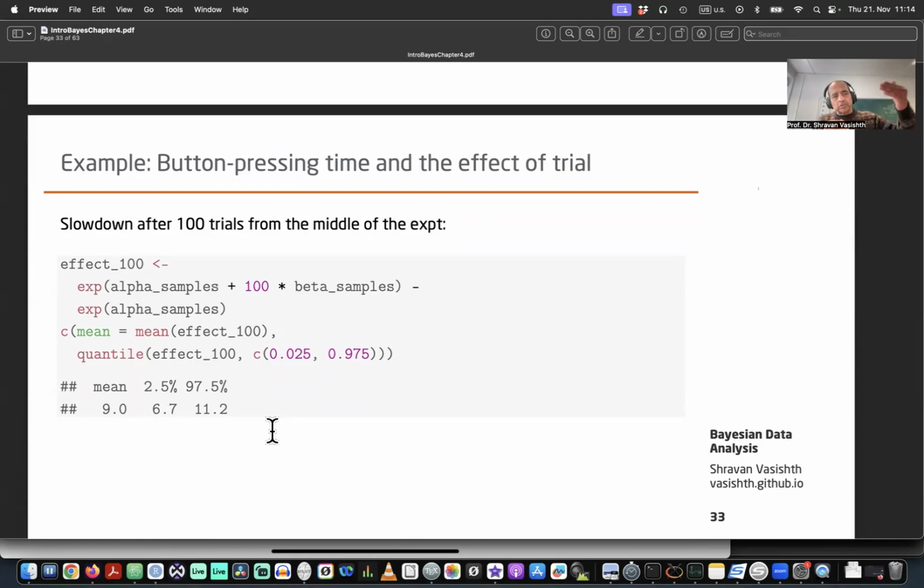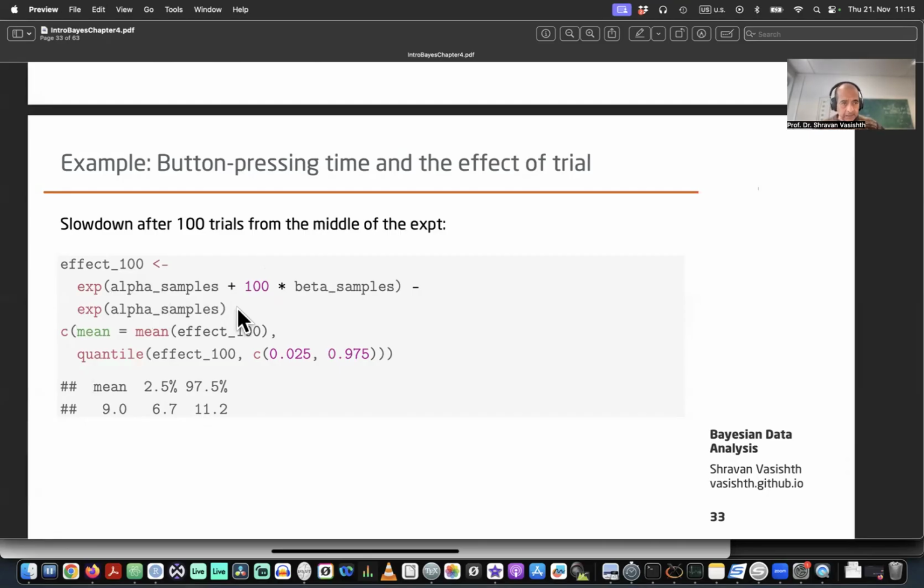So you could also ask questions like, what is the change in button pressing time that you would see when you go from the middle of the experiment to 100 trials downstream? You can do that by computing the estimate for the value 100 trials downstream from the middle of the experiment. So 100 times beta samples plus alpha, exponentiated, minus the expected button pressing time at the average point in the middle of the experiment, right?